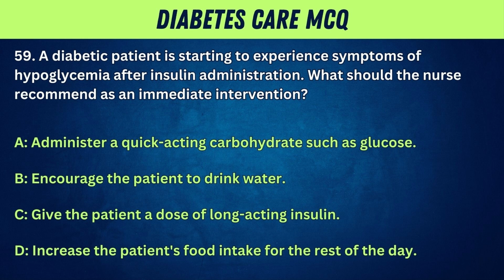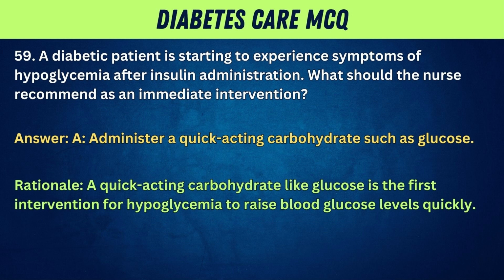59. A diabetic patient is starting to experience symptoms of hypoglycemia after insulin administration. What should the nurse recommend as an immediate intervention? A. Administer a quick-acting carbohydrate such as glucose. B. Encourage the patient to drink water. C. Give the patient a dose of long-acting insulin. D. Increase the patient's food intake for the rest of the day. Answer: A. Administer a quick-acting carbohydrate such as glucose. Rationale: a quick-acting carbohydrate like glucose is the first intervention for hypoglycemia to raise blood glucose levels quickly.